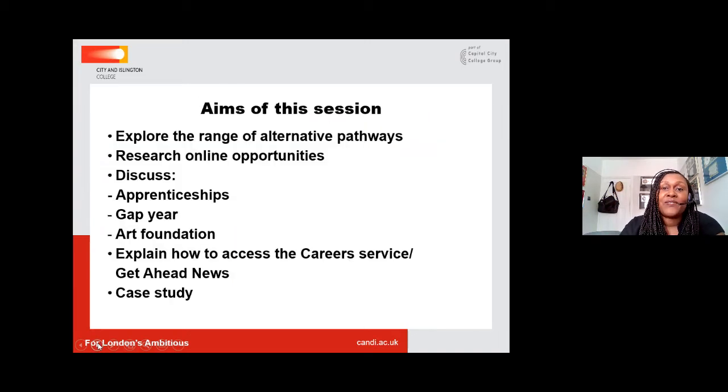The aims of today's session are to focus on all the alternative pathways and get you thinking about how you can go about researching online opportunities. We're going to be discussing apprenticeships, gap year options, and art foundations, and showing you how you can access the careers service and get ahead. We're also going to be looking at a case study.